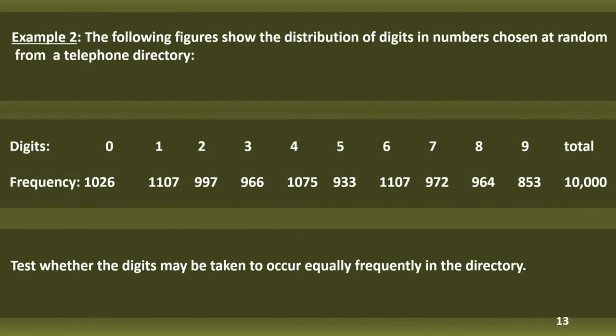Now let us see the next example. Example 2. The following figures show the distribution of digits in numbers chosen at random from a telephone directory. The data are given below. Test whether the digits may be taken to occur equally frequently in the directory.